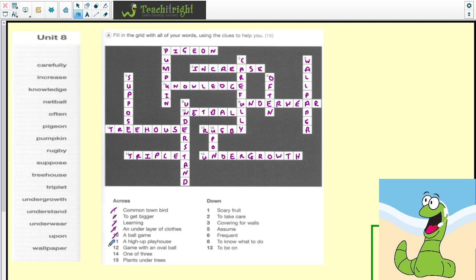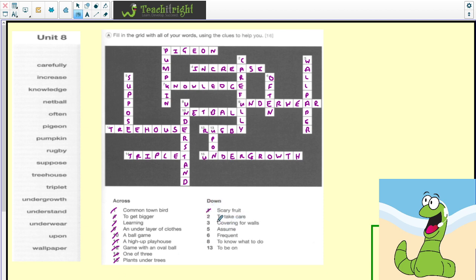10 across, a ball game, is netball. High up playhouse, 11 across, is treehouse. Game with an oval ball, which is 12 across, is rugby. 1 of 3 is triplet. And then 5, plants under trees, for 15 across is undergrowth. 10, scary fruit, is the pumpkin.